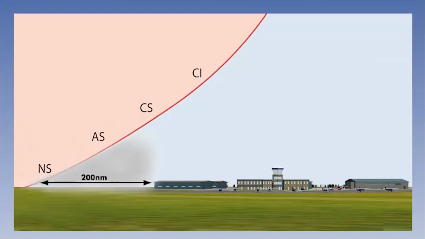The belt of frontal fog can extend as much as 200 miles ahead of the front itself. Clearance will usually follow the passage of the front at the surface.